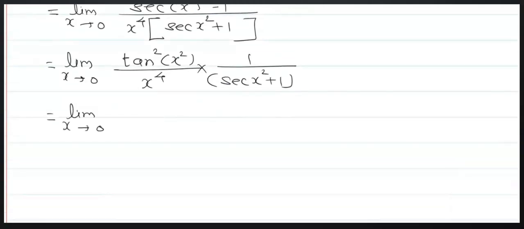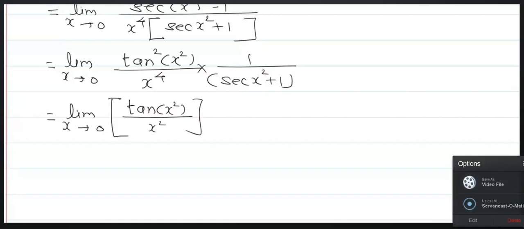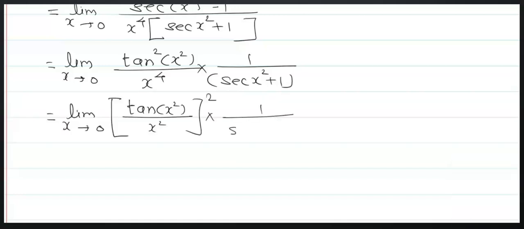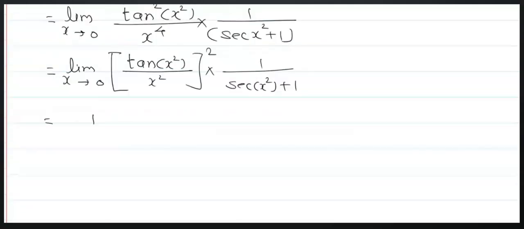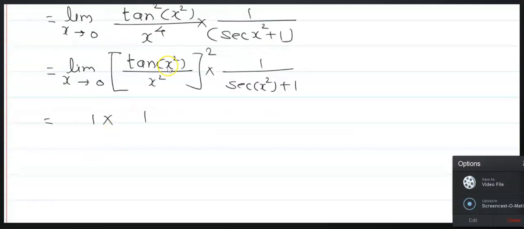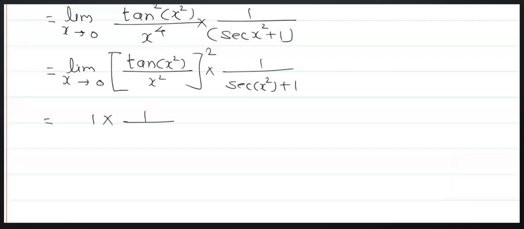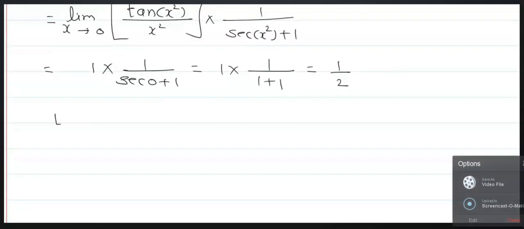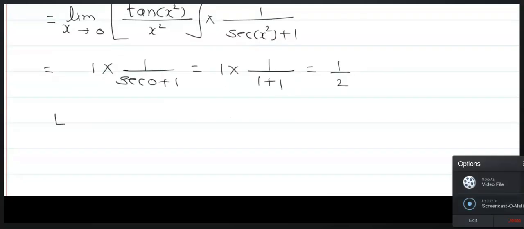That is (tan of x² upon x²) in whole bracket raised to 2, into 1 upon (sec x² plus 1). That is 1 squared. And the limit of this as x tends to 0: sec 0 is 1, so 1 upon 1 plus 1. That is 1 upon 2 into 1. Overall it is 1 upon 2. See this here, the limit is 1 upon 2.